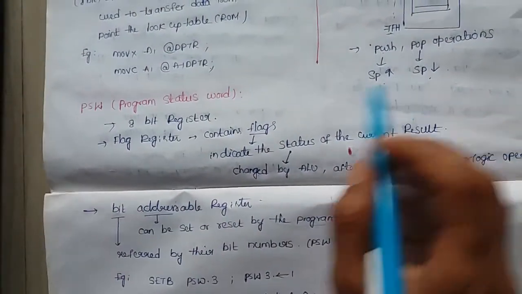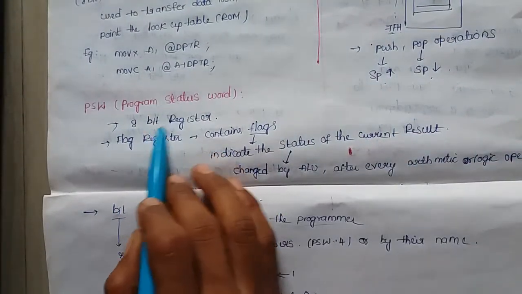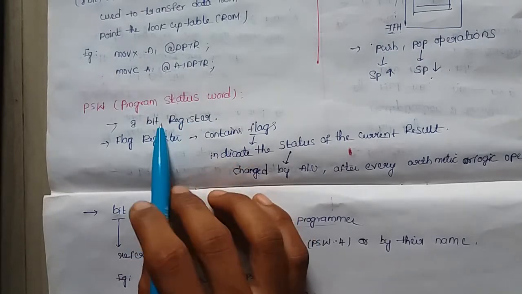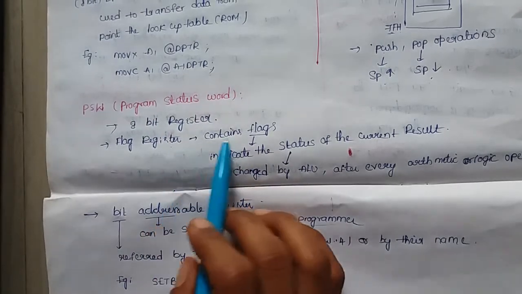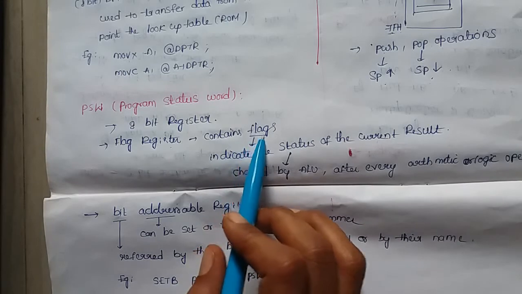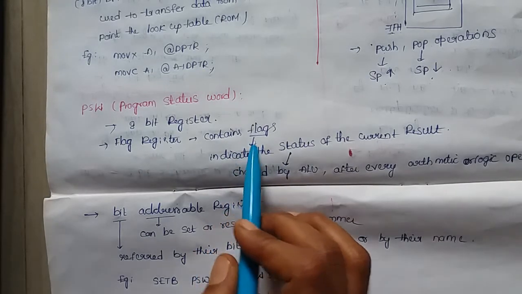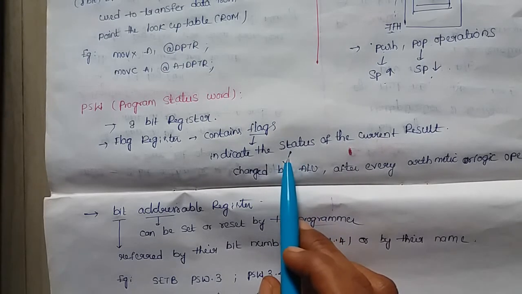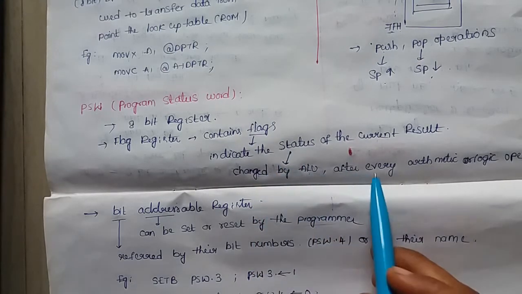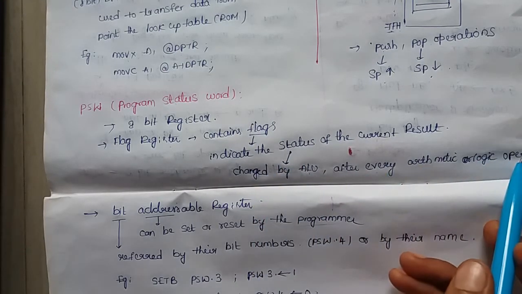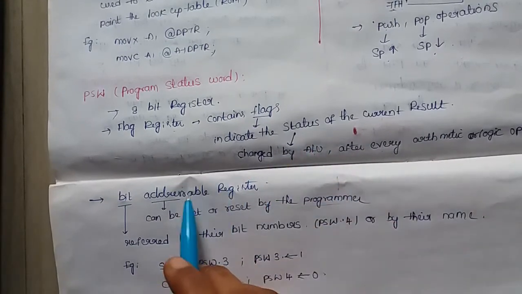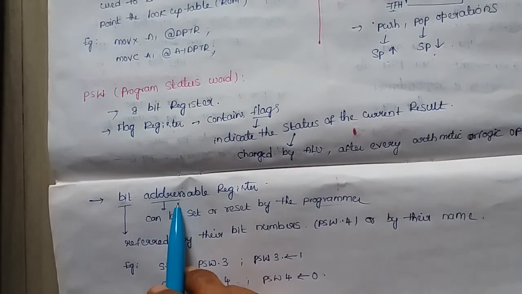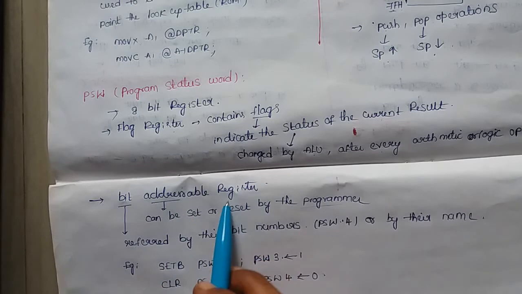Coming to the program status word. It is an 8-bit register. It is also called the flag register, as it mainly contains the status flags. These flags indicate the status of the current result, and the status is changed by the ALU after every arithmetic and logical operation. And the program status word is a bit addressable register.